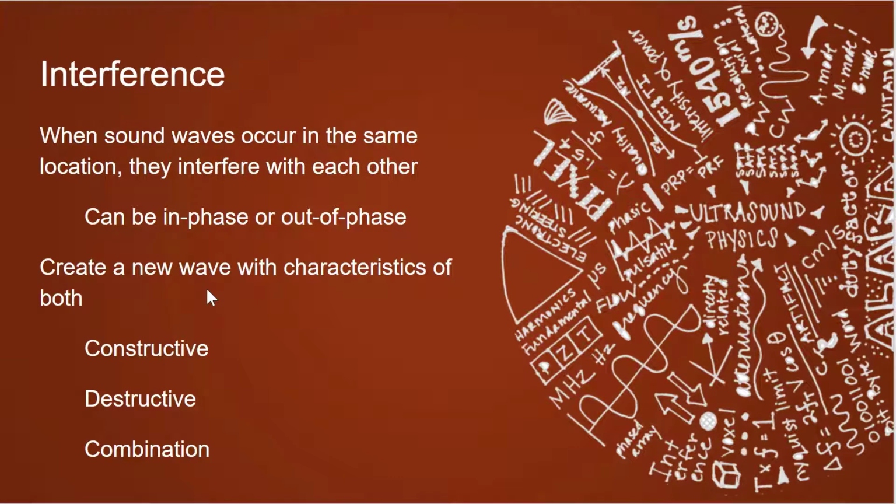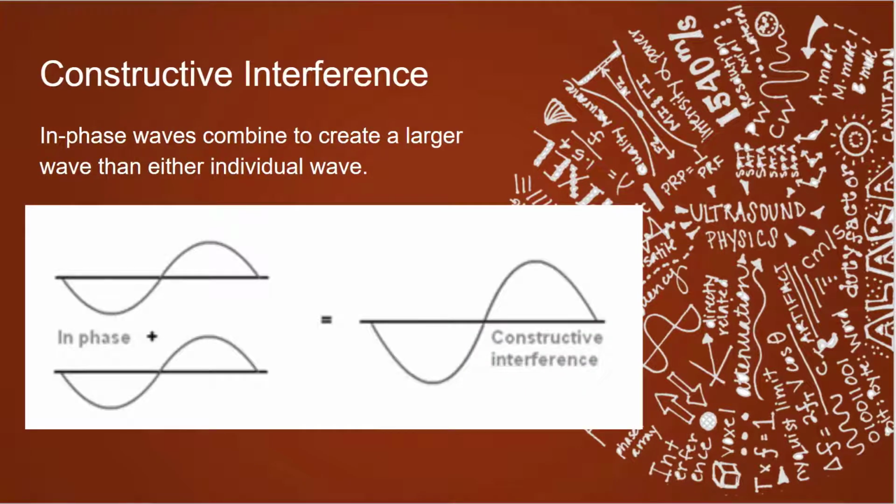And when waves interact with one another, we call it interference. Sometimes interference is constructive, sometimes interference is destructive, or sometimes we get a combination of the two. So when waves interfere with one another and they are in phase, we get constructive interference. Constructive interference means that we're going to add together the power of these waves.